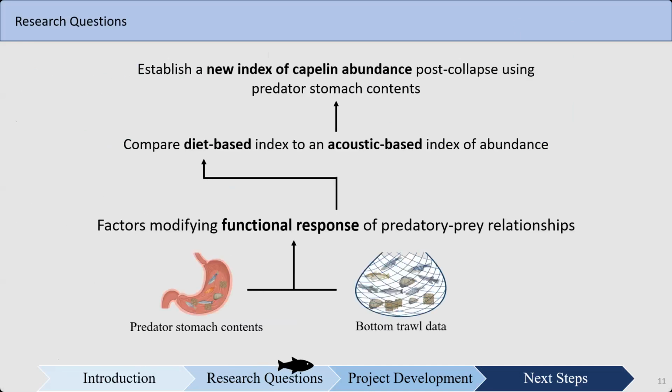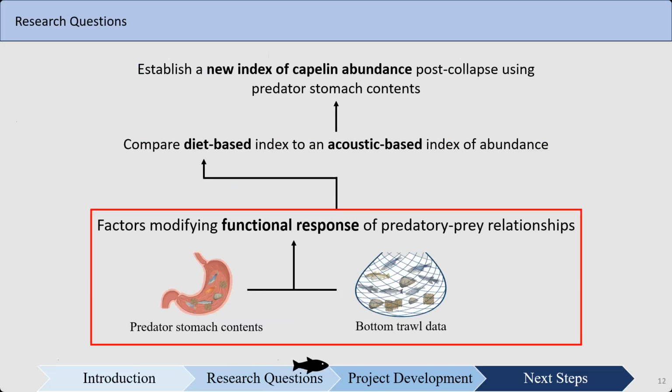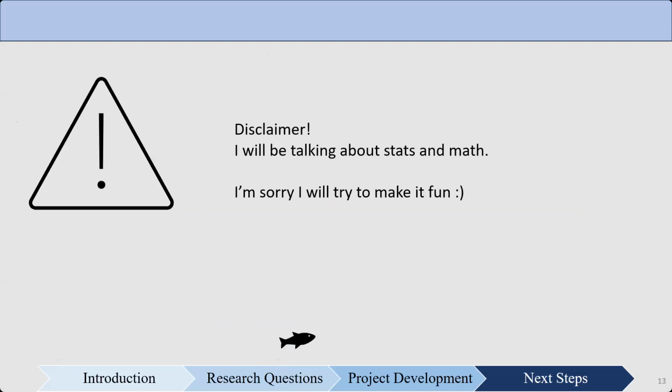To make this diet-based index of abundance, we need to determine, are there any factors modifying the functional response of predator-prey relationships, because this functional response is what we're going to base this diet-based index on. To make this functional response, though, we need to be able to relate predator stomach contents and bottom trawl data to each other. And this last thing is what I'm going to focus most of my talk on today.